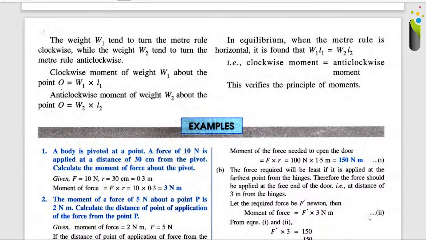Now, the weight W1 tends to turn the meter rule clockwise, while the weight W2 tends to turn the meter rule anti-clockwise. Clockwise moment of weight W1 about the point O is equal to W1 into L1, and anti-clockwise moment of the weight W2 about the point O is equal to W2 into L2. In equilibrium, where the meter rule is horizontal, it is found that W1 L1 is equal to W2 L2. That is, clockwise moment is equal to anti-clockwise moment. This verifies the principle of moments.